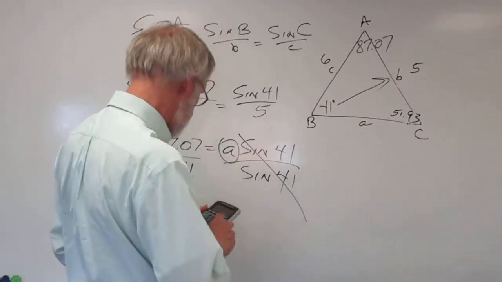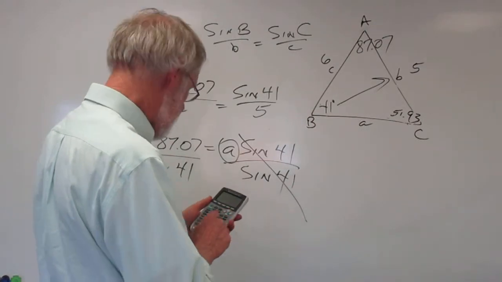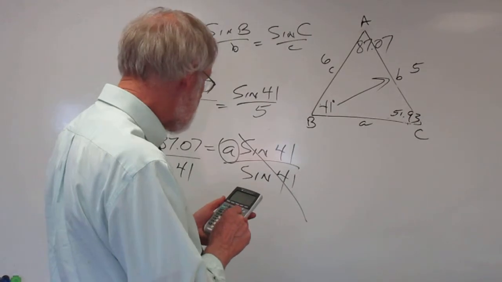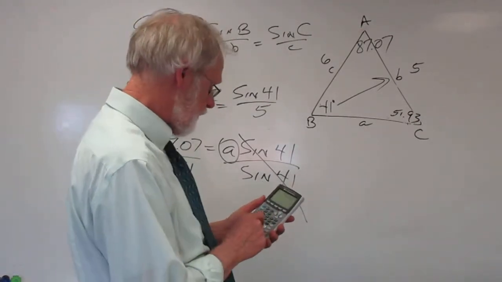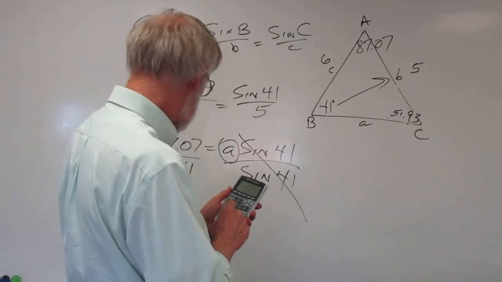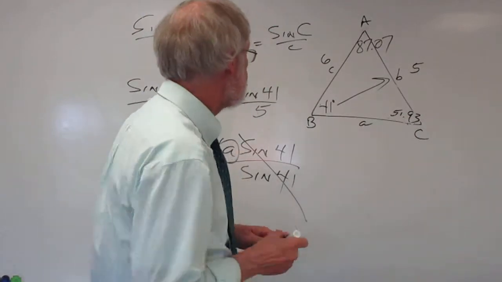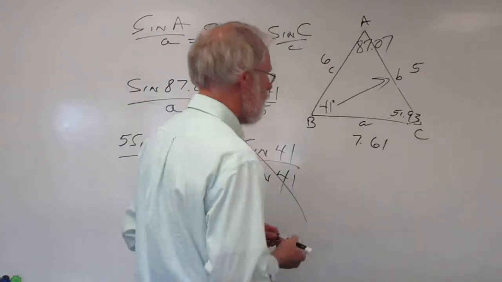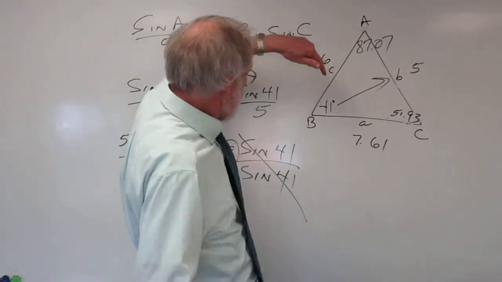Let's do that on the calculator. 5 sine 87.07 gives me 4.99. I divide that by sine 41, and I get 7.61. So this side here, 7.61, is A. Now let's take a look and make sure that looks logical.